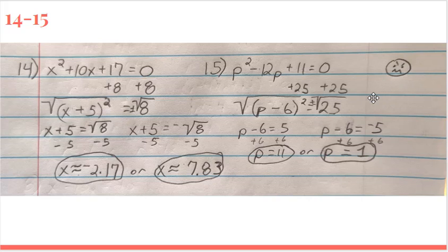Here, we get cranky face because we realize that half of 12 is 6. 6 squared is 36. If I add 25 to 11, I get 36, which means I have 25 on the right-hand side, which is a perfect square. This could have been factored very, very simply: p minus 11 times the quantity p minus 1. Anyway, there's our answers.